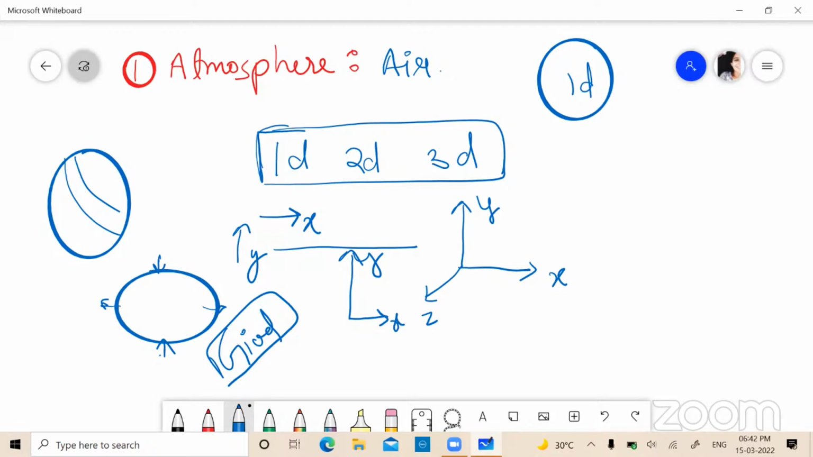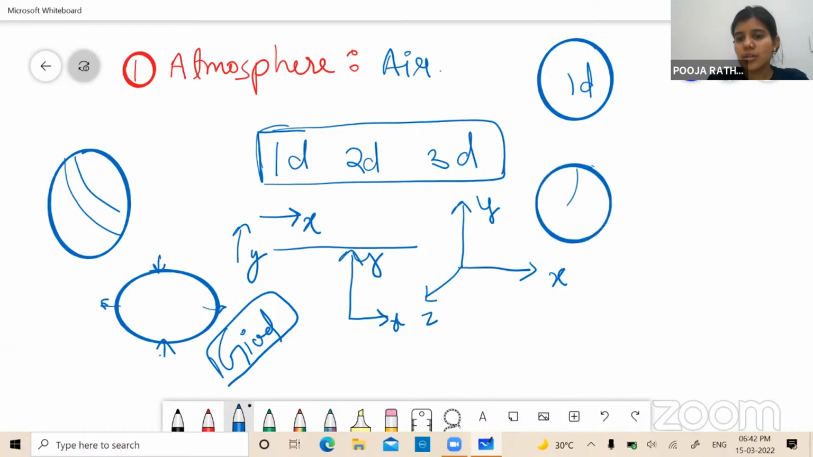Because only the front part is visible to us. Okay. And when we see a sphere or a ball, that means the whole ball is visible to us. That is called 3D. And it is called a sphere.